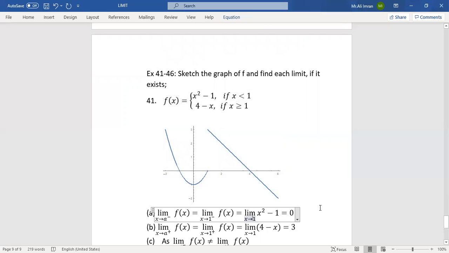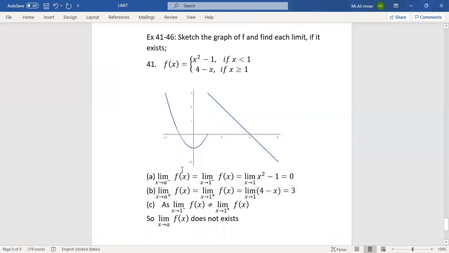Now we will solve the limit as x approaches a minus of f(x). Here the value of a is equal to 1. Limit as x approaches 1 minus of f(x). In this case, for x less than 1, we have the function x squared minus 1. This is also in the simplified form. If we put x approaching 1, 1 minus 1 will be equal to 0.